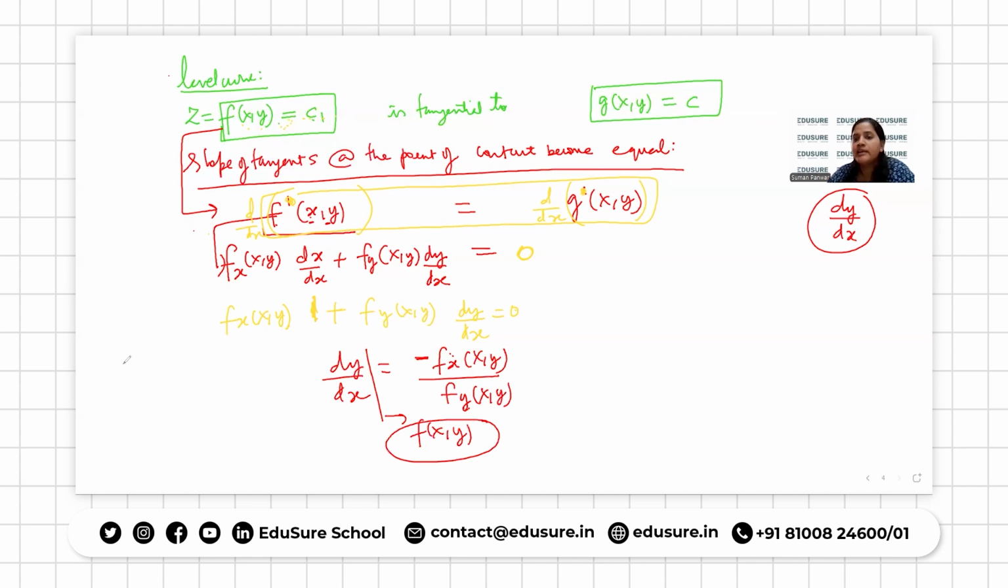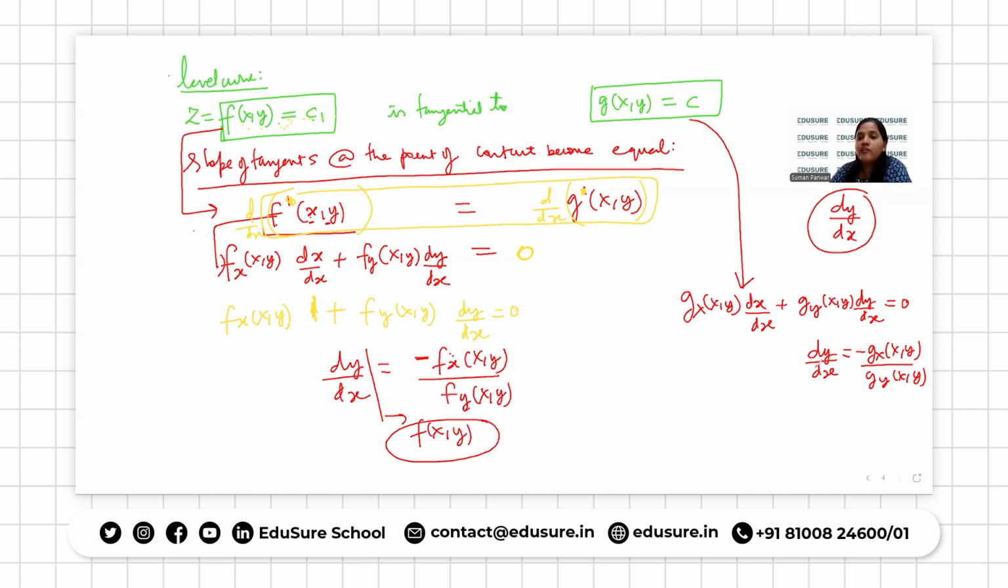Similarly, if we differentiate both sides with respect to x, we'll have the partial derivative with respect to x, dx by dx, plus gy(x,y) dy by dx equals 0. So from this side, dy by dx is coming out to be minus gx(x,y) divided by gy(x,y). This is known as the necessary condition for finding the optimum value of a two variable function with respect to an equality constraint.